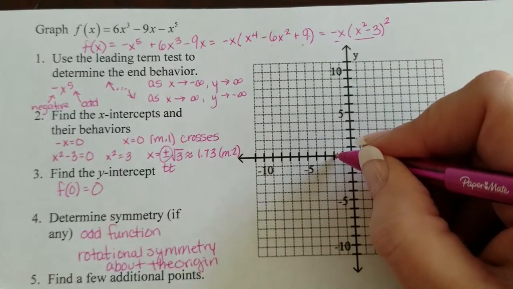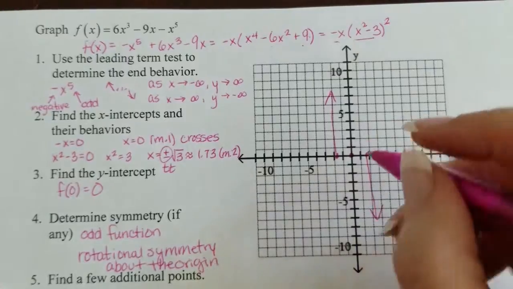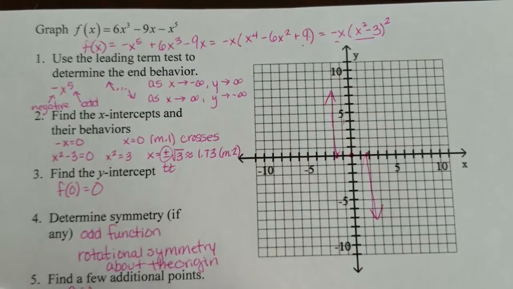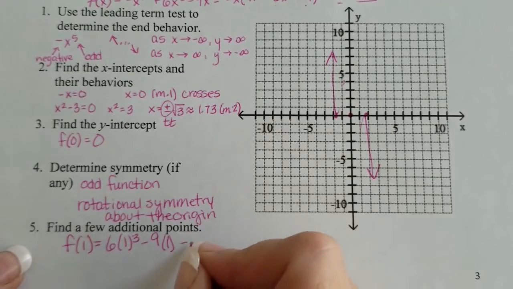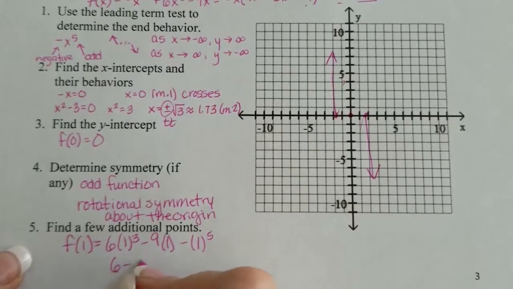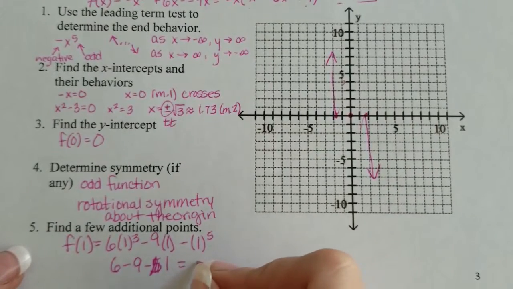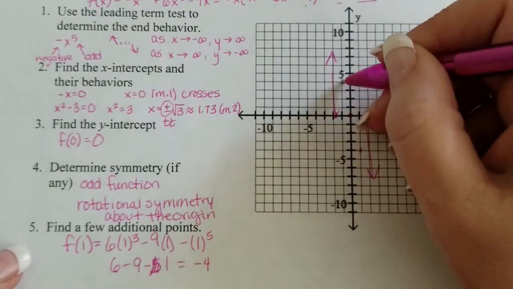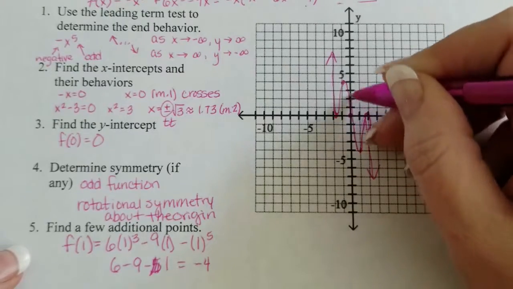So I know this one is going to be going up. This one's going to be going down. And I know this is going to be crossing, but I don't know quite how far it's going to be going up or down. So let's just find like f of 1. So we're going to take 6 times 1 cubed minus 9 times 1 minus 1 to the 5th. Well, that's 6 minus 9 minus 1. And so 6 minus 10, that's going to give us negative 4. So at 1, it's going to come all the way down to negative 4. And we're going to have a symmetrical point up here. So it's going to look like that.